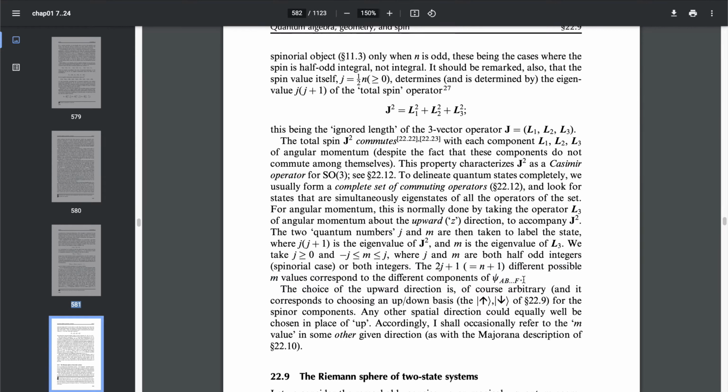And actually I assume that in 22.12 we will discover the ladder operators, which will give us those eigenstates and eigenvalues going from minus j to j here, and will allow us to go up and down between those, and probably we will see exactly what those mean.